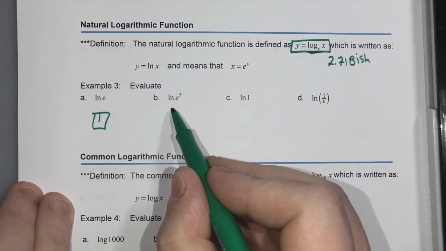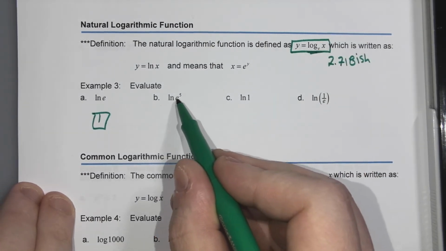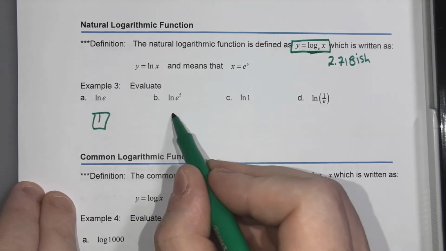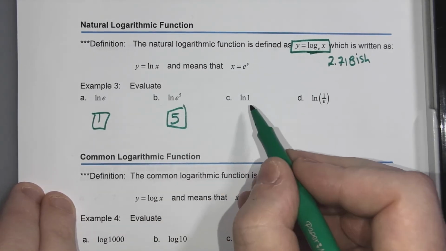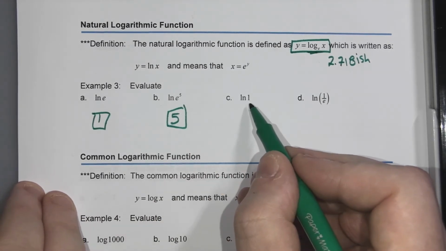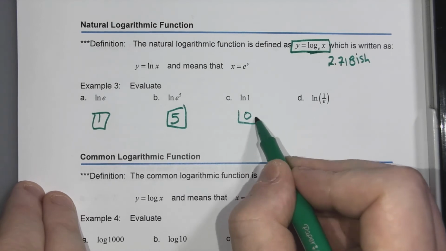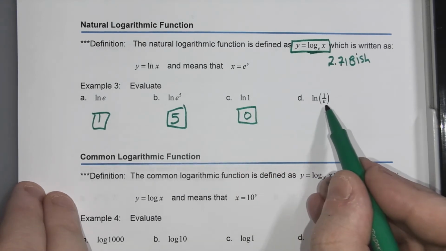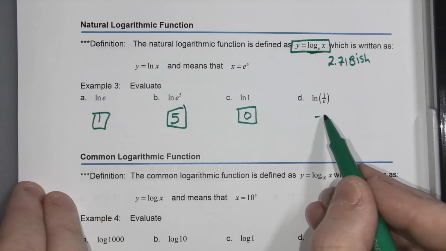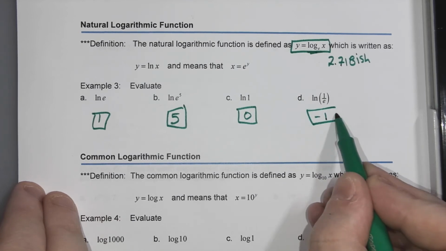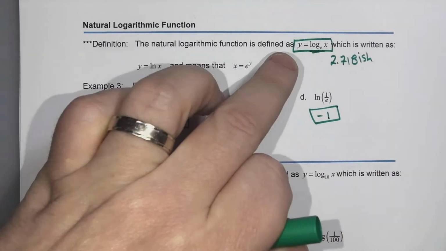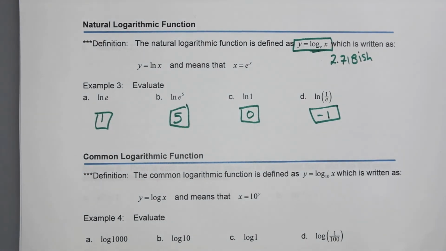What exponent do you raise e to in order to get e to the 5th? Well, that's literally 5. What do you raise any number to in order to get 1? That's 0. And what do you raise e to in order to get a reciprocal? That's a -1. So that is how we work with the natural logarithm, log base e.